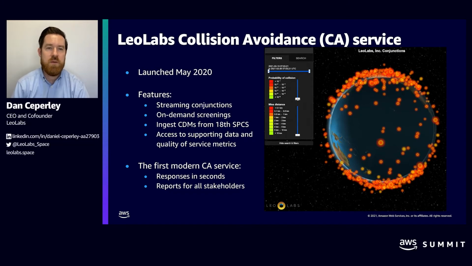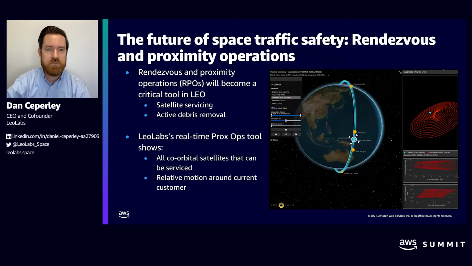And then in addition, we provide a lot of supporting metrics and data about the service levels and the quality of service that we're providing. So we're quite proud of this. It's the first modern CA service that's responsive and provides reports that can be used not only by the satellite operator, but stakeholders like company management, regulators, and other satellite operators that may be involved in some of these situations.